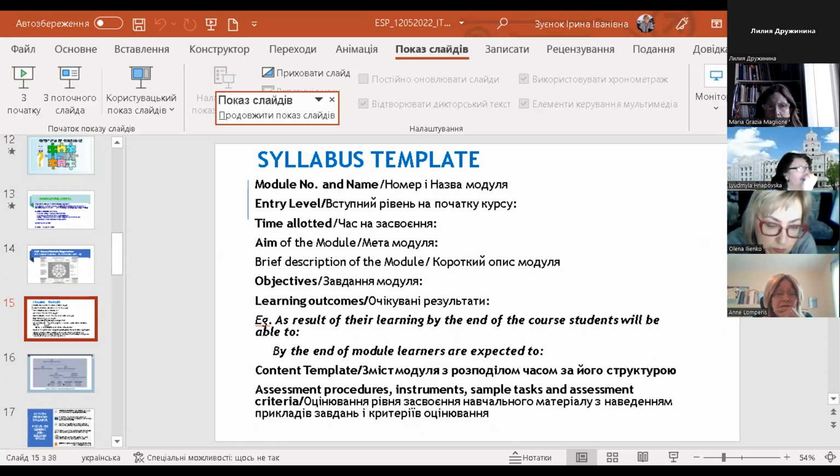So you can see the syllabus template is: module number and name, entry level, time allotted, aim of module, brief description of the module, objectives, learning outcomes, following the models you see as a result of their learning. By the end of the course, students will be able to, or by the end of the module, learners are expected to. If you remember, I started my presentation: by the end of my presentation, participants will be aware of. And then content.